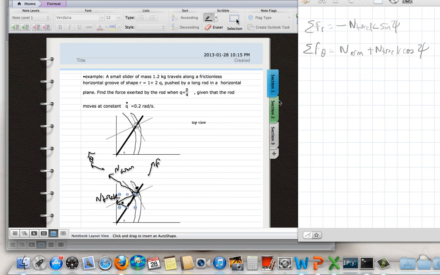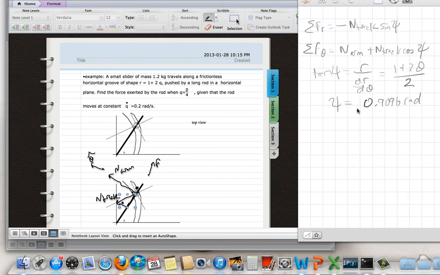Now, we need to know what that psi angle is, don't we? Well, we know that the shape of the track is r equals 1 plus 2 theta. And we know that tan of psi is r over dr d theta. So this is 1 plus 2 theta. Dr d theta is just 2. Okay? Now, we're going to work at an angle theta of pi over 4. So if you put in pi over 4 here, and then do the inverse tangent and solve for the psi angle, I get 0.9096 rads. Okay?